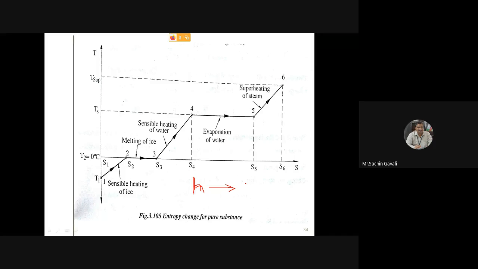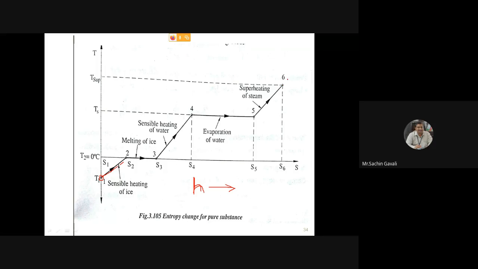Now what will happen to the ice? Now let us consider the initial temperature of ice is equal to T1, and it is less than 0 degree Celsius. And whatever this line is there, this is the nature of constant pressure line.